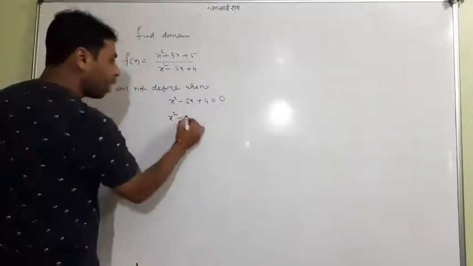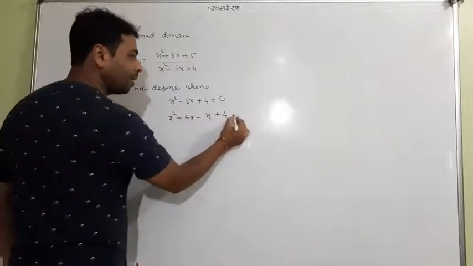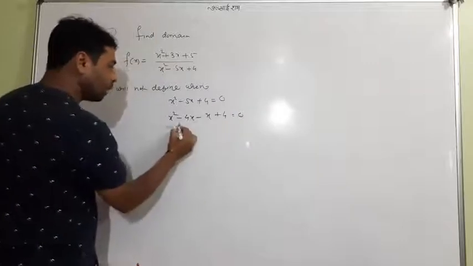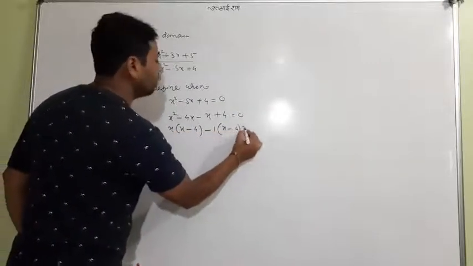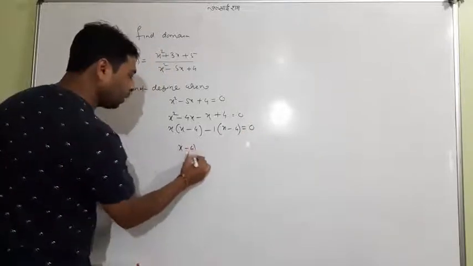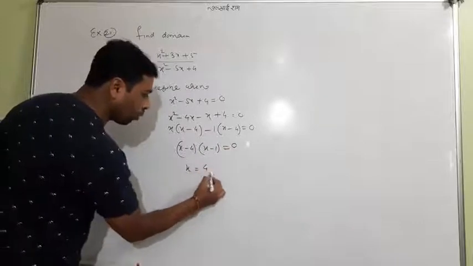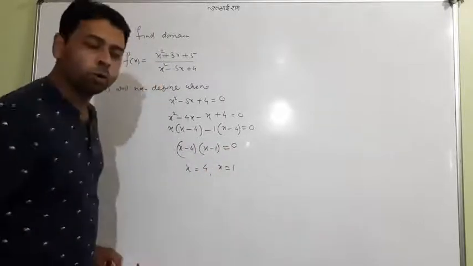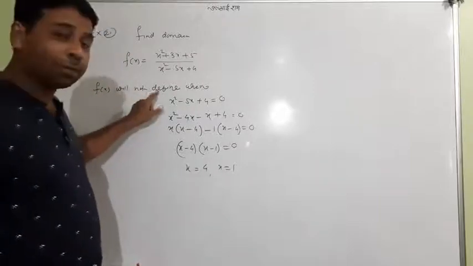I am solving. Minus 4x and minus x make minus 5x, and 4 times 1 is 4. So I take x common: x minus 4 here, minus 1 common, x minus 4 here. Taking x minus 4 common again, we have x minus 1 equal to 0. So we have two options: x is equal to 4 and x equal to 1. For these two, the function is not defined.